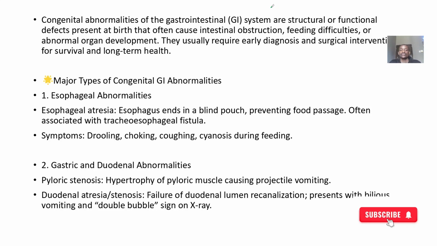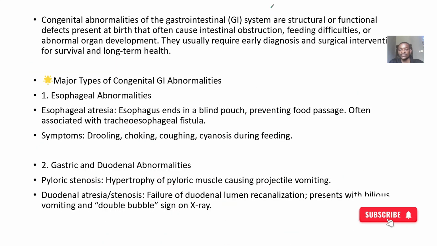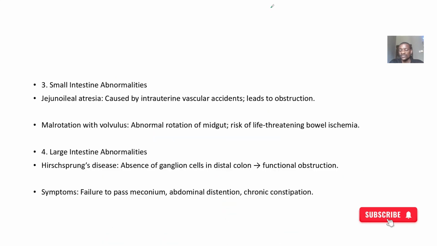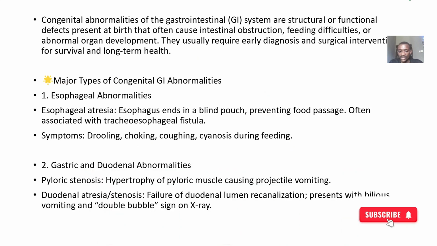Okay, so what are the types of congenital GI abnormalities? The first on the map is esophageal atresia. Esophageal atresia could be as a result of tracheoesophageal fistulas. So they are basically narrowing the esophagus. So I'm just going to highlight all of them. Later on we'll talk about them in depth.